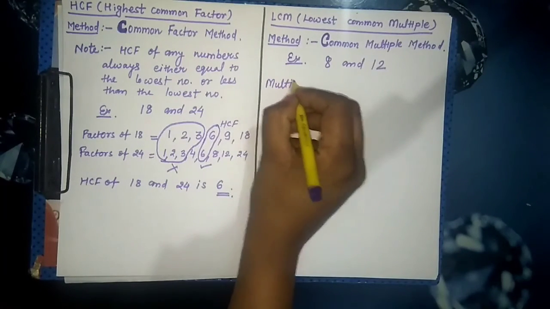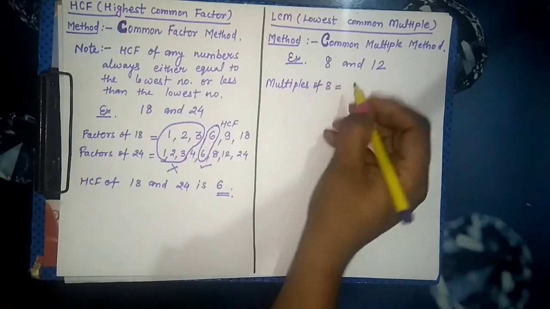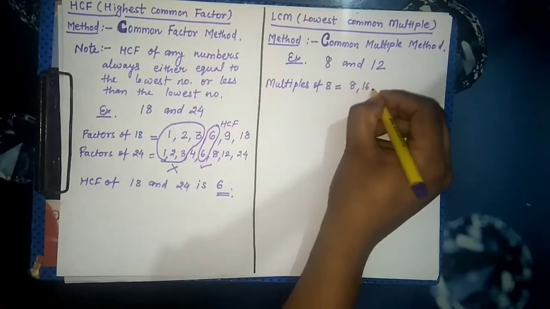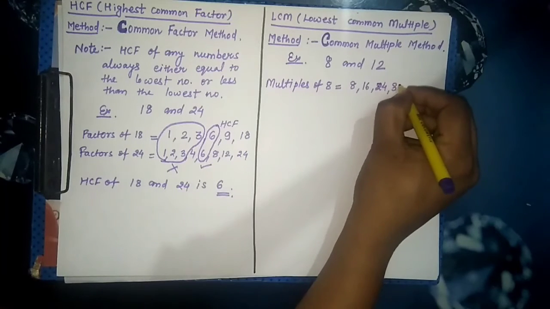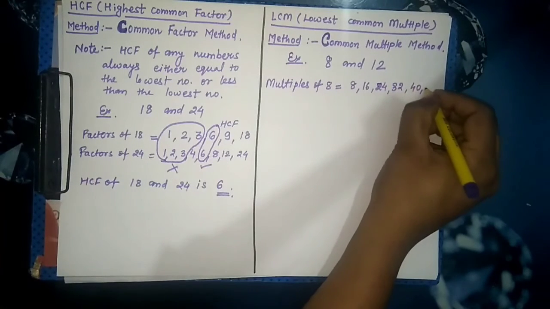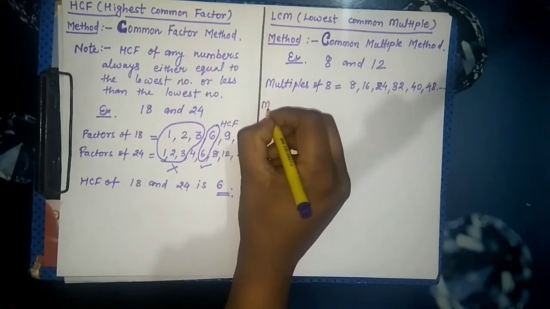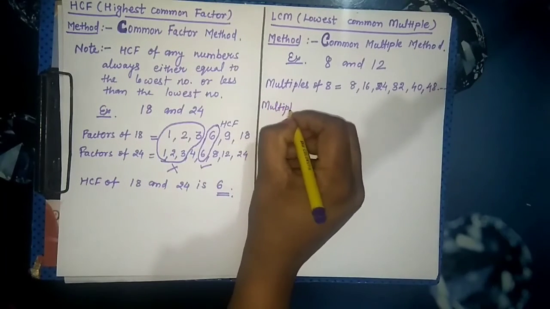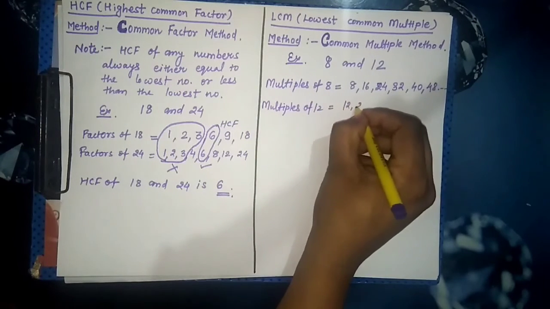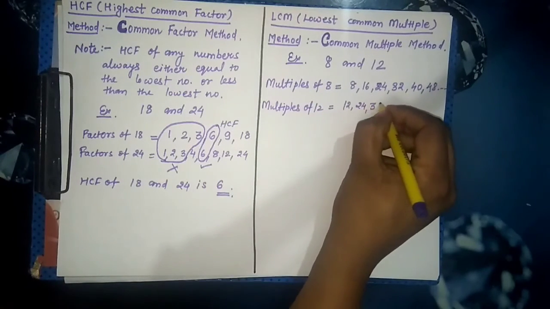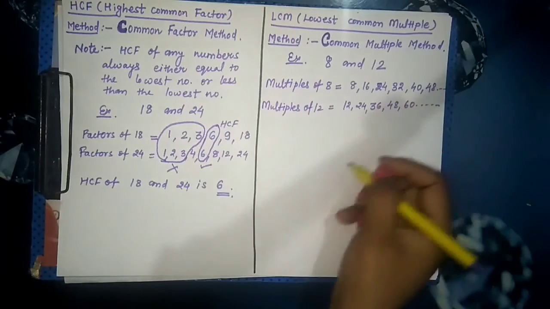So first of all, write down the multiples of 8. Here it is not possible to write all the multiples of any number, so we will write a few: 8, 16, 24, 32, 40, 48 and so on. At the same time we will write the multiples of 12. Multiples of 12 are 12, 24, 36, 48, 60 and so on.